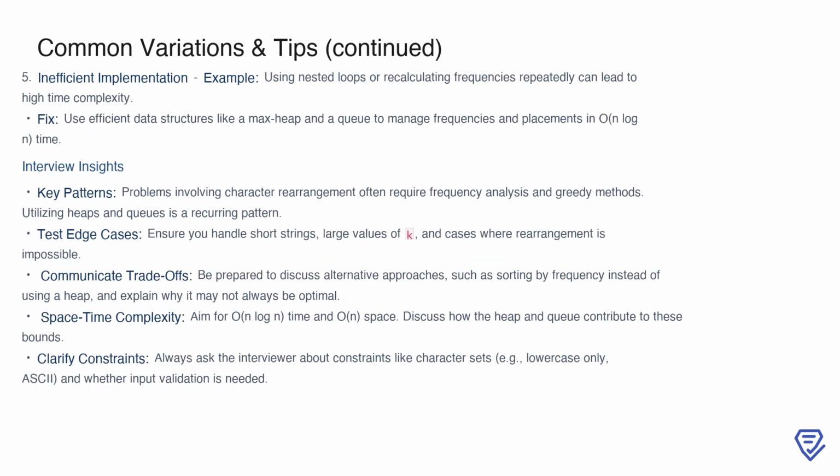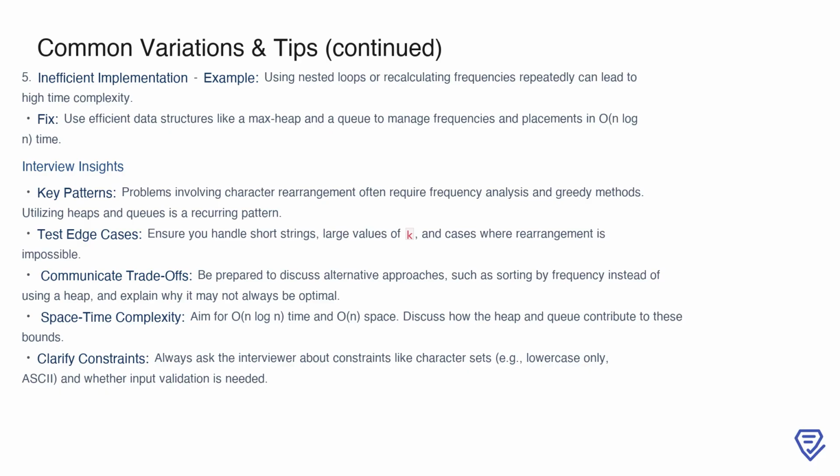Another frequent challenge is dealing with inefficient implementations. For instance, using nested loops or repeatedly recalculating frequencies can significantly increase time complexity. Instead, focus on efficient data structures like a max heap and a queue, which allow you to manage frequencies and placements in O(n log n) time.